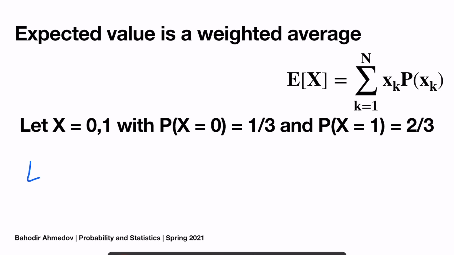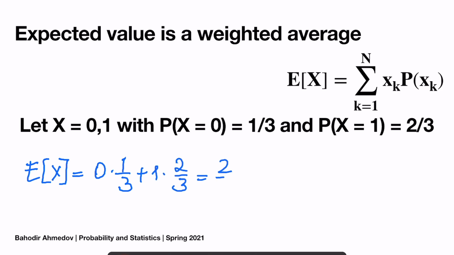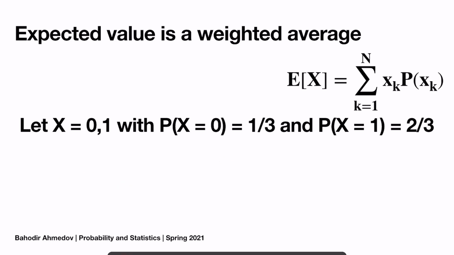Which is not so difficult, right? So the expected value of x is going to be equal to 0 times its probability plus 1 times its probability, which is equal to 2 over 3. This is the weighted average between all of the values between 0 and 1. So let's do some more realistic case.